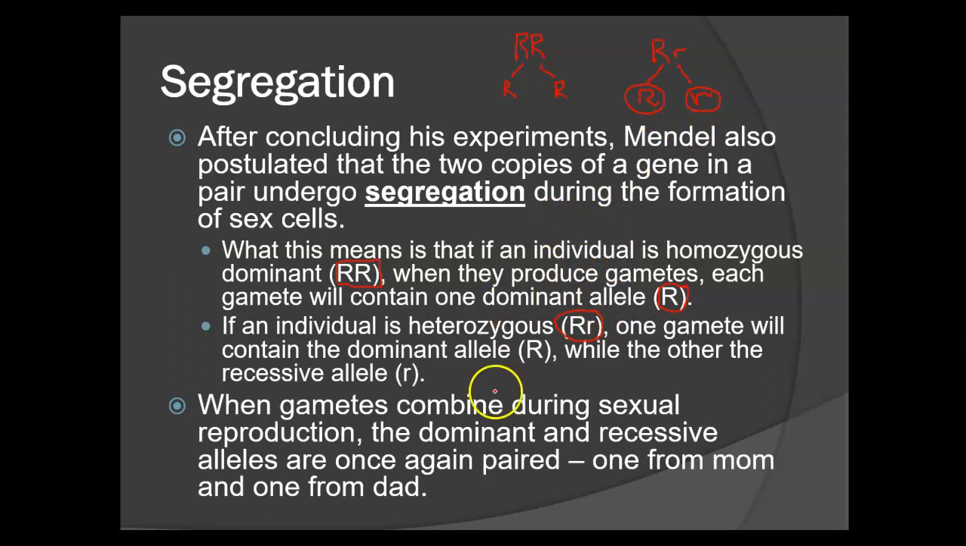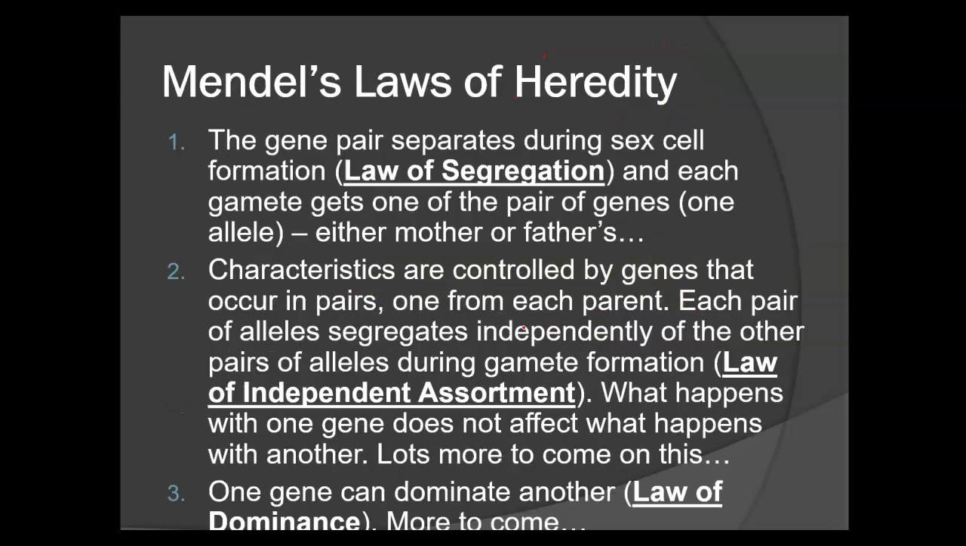Then when the gametes combine during sexual reproduction, the dominant and recessive alleles are again paired with each other. So if these are two separate individuals, then they might each provide a gamete. And if it was this gamete from this individual and this gamete from this individual, then they would produce offspring that would only be big R, little r. Okay, I hope that makes sense to you. So then this is the process of fertilization here that produces a new individual.